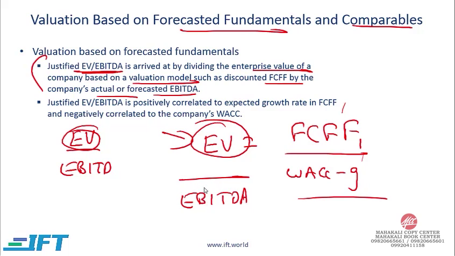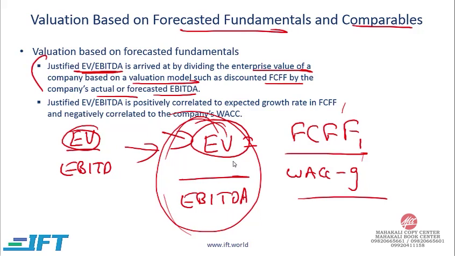So if you have the actual multiple based on market prices and you have this multiple, you can compare the two multiples to figure out whether the company is overvalued, undervalued. If the market multiple is low relative to this justified number, then the security or the company is attractive. All right, now the justified EV to EBITDA is positively correlated to expected growth rate in FCFF. What does this mean? This is a standard concept that we've discussed before.